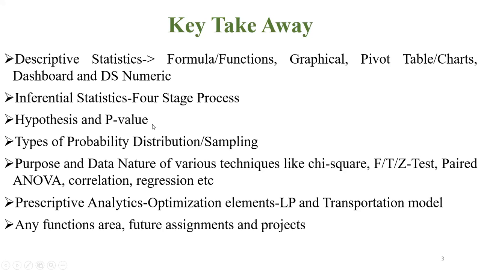What are the different levels of p-value? Three levels: 0.01, 0.05, and 0.10. Everything is based on the distribution, so we use the types of probability and sampling. What are the two types of sampling? Random sampling and non-random sampling. Very good.